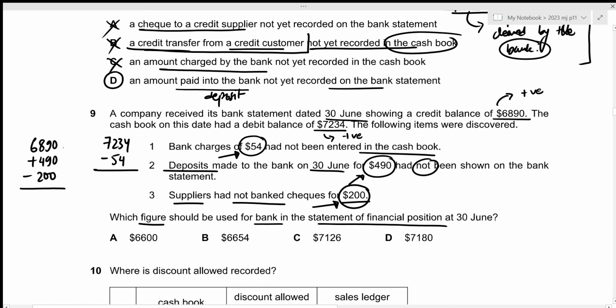Let's figure out the total for our bank balance. From the bank statement, that will be 6,890 plus 490 minus 200, which is 7,180. And from our balance as per the cash book, that is 7,234 minus 54, which again results in 7,180. That's the correct answer we're looking for, which is given in option D. Let's move towards the 10th question.